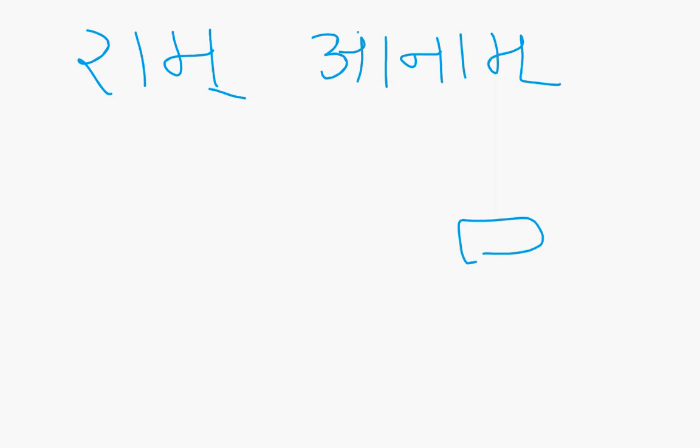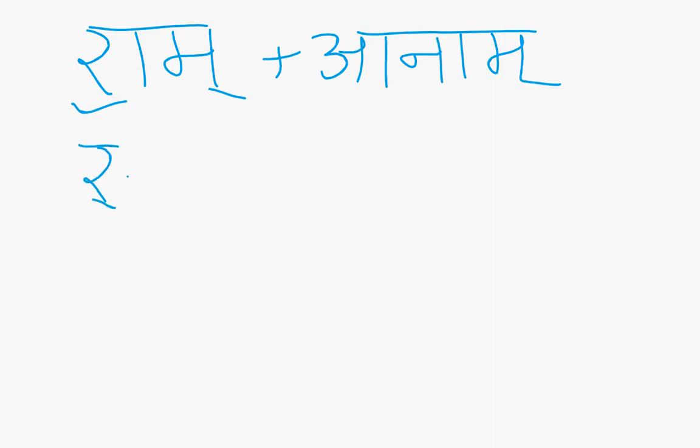Anybody, Sridhar Mode, you want to? Yeah, the trigger is the ra. So we have Rama and Nam. Rama Anam coming here as the suffix. Now what happens? Okay, the trigger is the ra, and you have a, ma, and a in between the na.